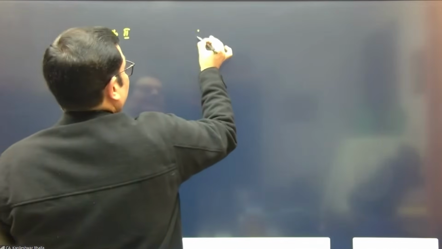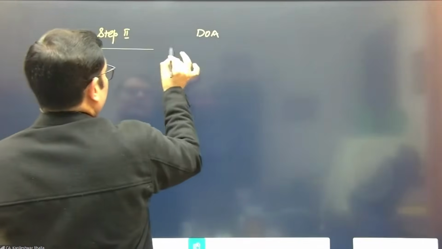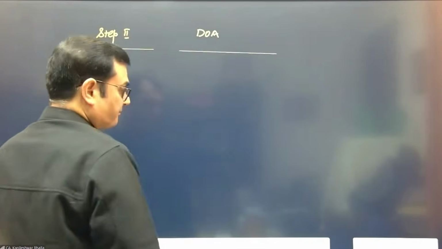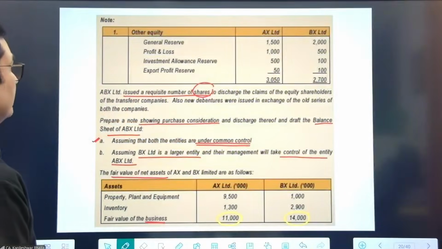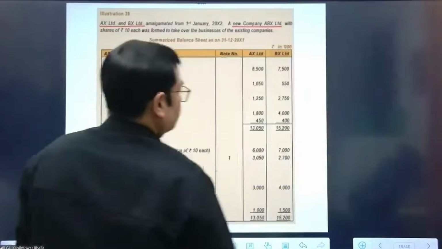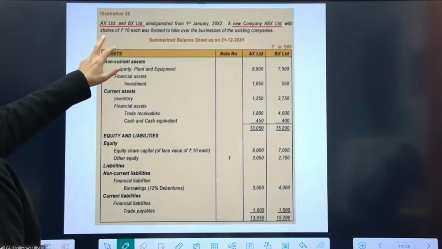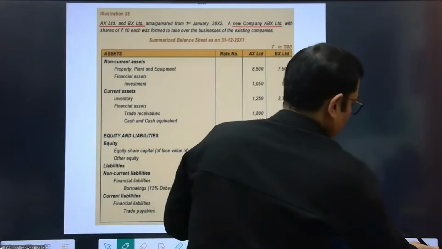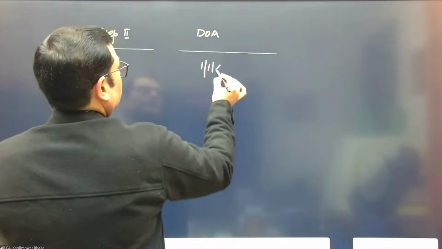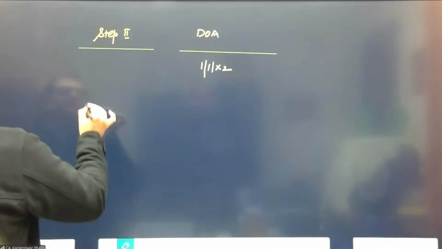So in terms of step number 2, we need the date of acquisition. And I think that's pretty simple and straight, no complications. On the date of acquisition, I am clearly given at the very start itself that AX and BX were amalgamated on January X2. So there is no other contrary data. So date of acquisition is January X2.